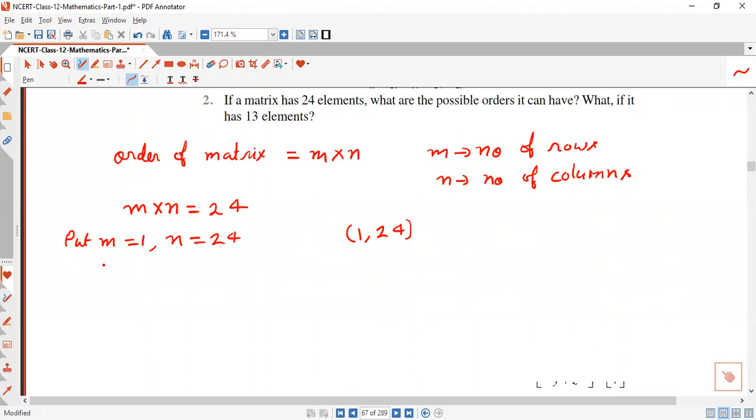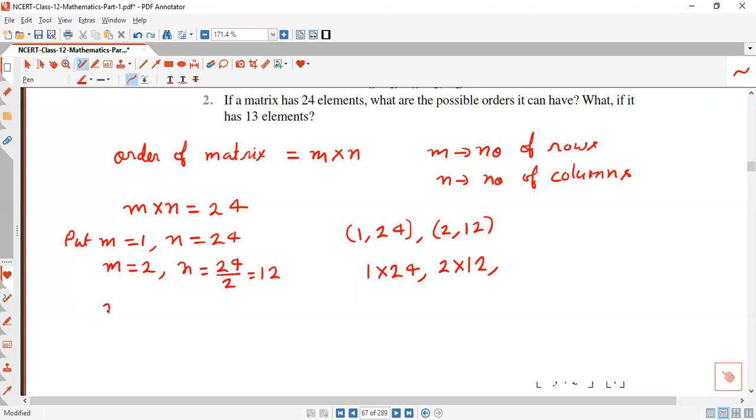Another one: if we put m equal to 2, what does the value of n come out to? n will come out 24 by 2, which is 12. So the other order we are getting is 2 by 12. I will write down the answer: 1 by 24 is one matrix order, and 2 by 12 is the second order.